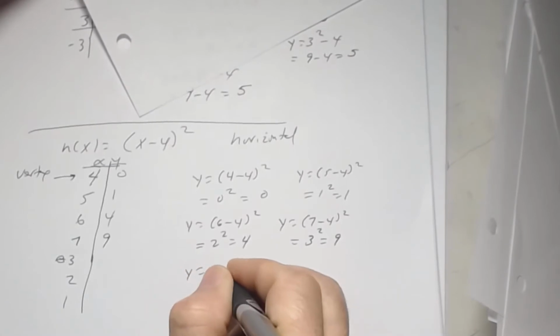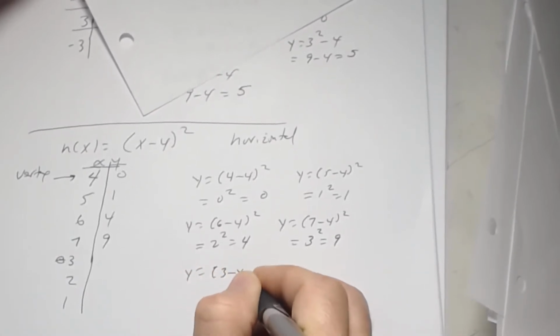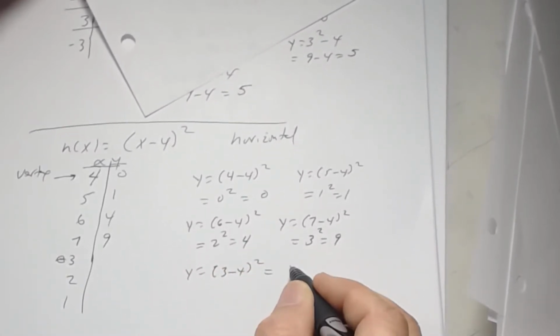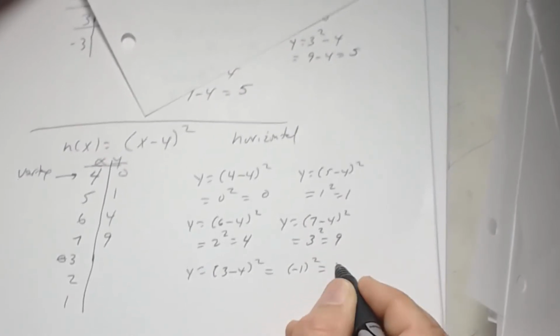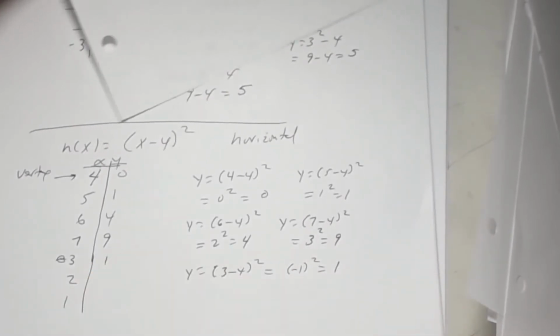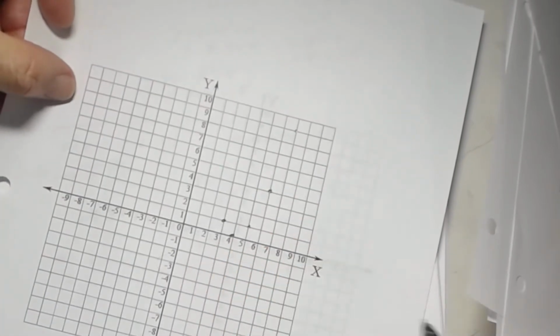When x is 3, I get y equals (3 minus 4) squared. What's 3 minus 4? And what's negative 1 squared? Positive 1. So I plot the point (3, 1). And you see the idea of symmetry?